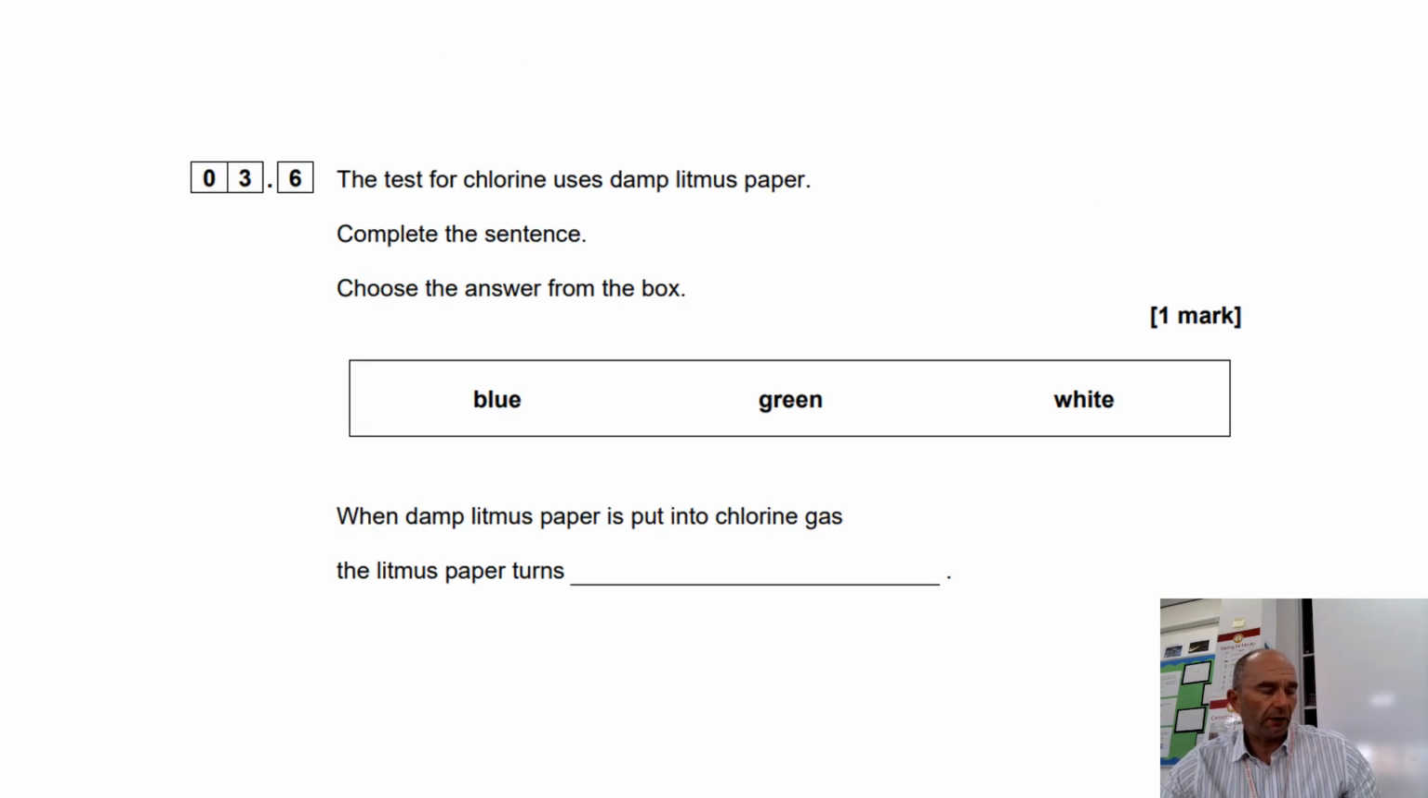Question 3.6, we've got another one of our gas tests. So we're testing for chlorine, and we're using damp litmus paper. When damp litmus paper is put into chlorine gas, the litmus paper turns. Well, the test for chlorine is to bleach our litmus paper. So chlorine is an acidic gas, it will make it go a little bit acidic, but then it continues to bleach our litmus paper, and it makes it go white. So there's your answer for that one.